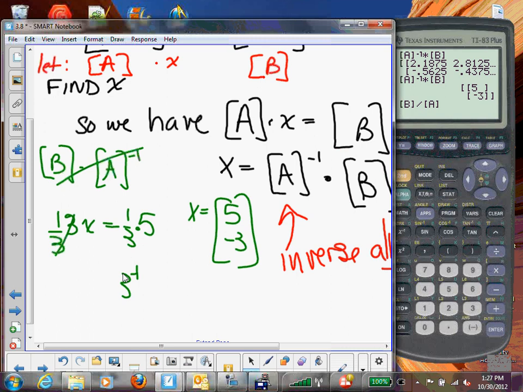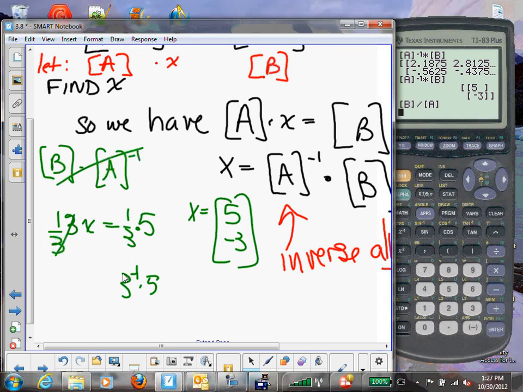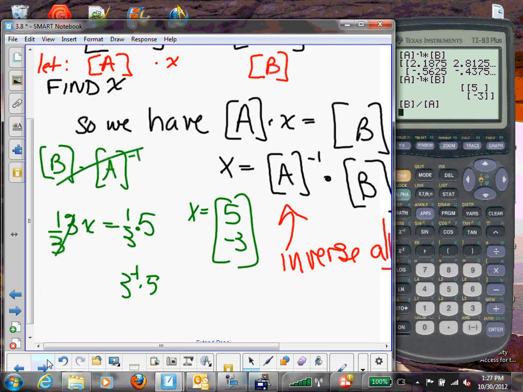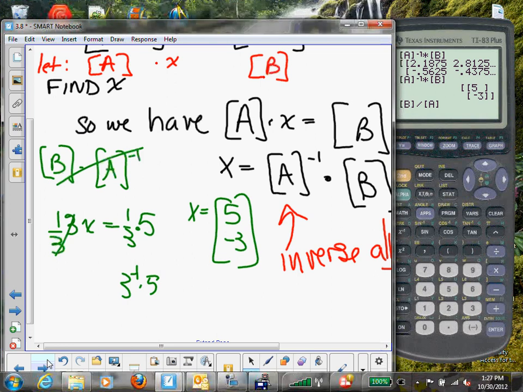So 3 times 1/3. That's 3 to the negative 1 times 5. Right. So you take A inverse times B. And then you get the matrix 5, negative 3. If you wanted to do it longhand, that would be the only way you really could check it, right? Do it by hand.